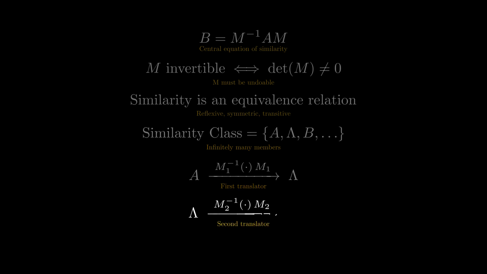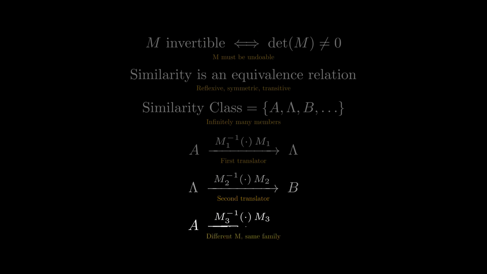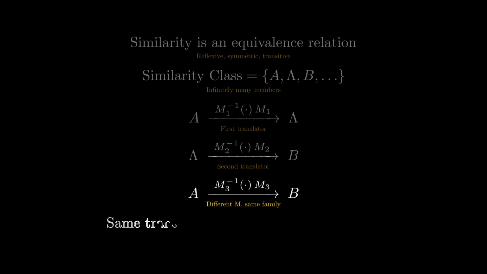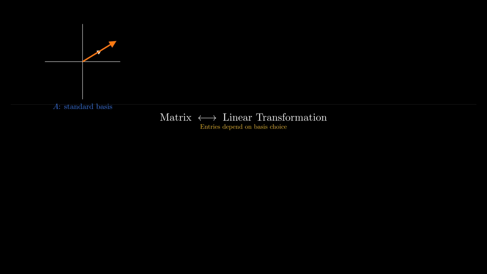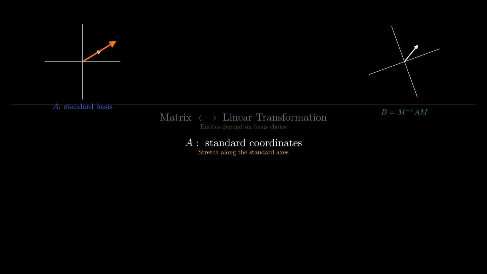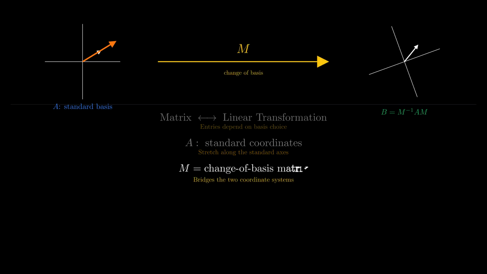The matrix M is the translator between perspectives. Change M and you land on another family member. The transformation itself never changes. Only its description changes. Here's the intuition. A matrix represents a linear transformation, but its entries depend on the basis you choose. Pick standard coordinates, and you get one matrix. Rotate your axis, and the entries change completely, but the transformation itself is identical.